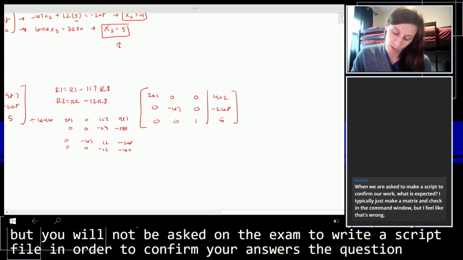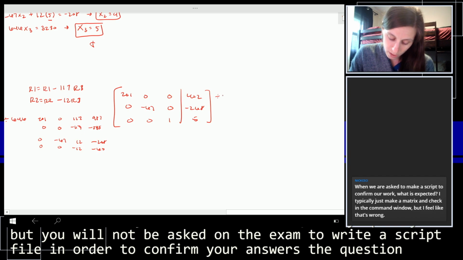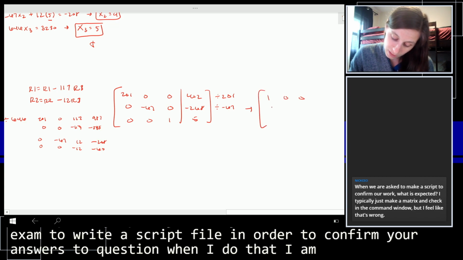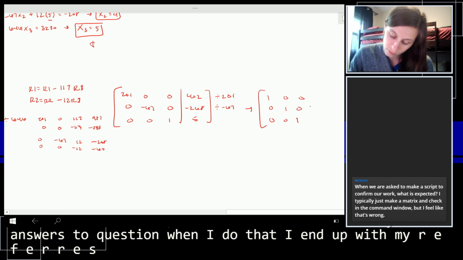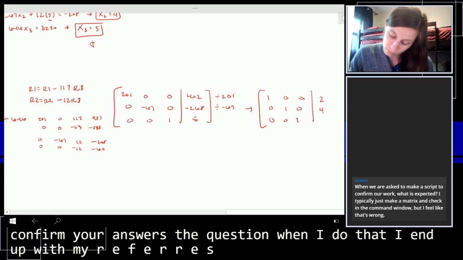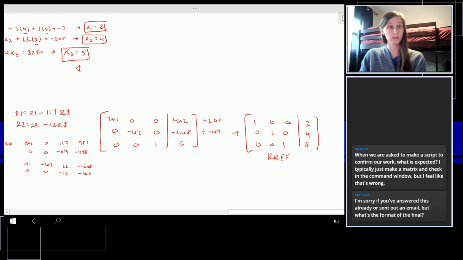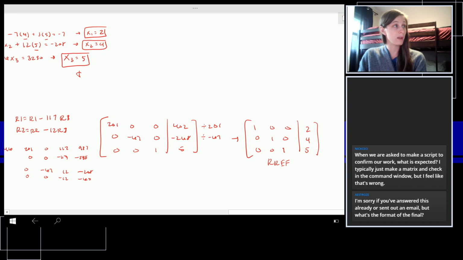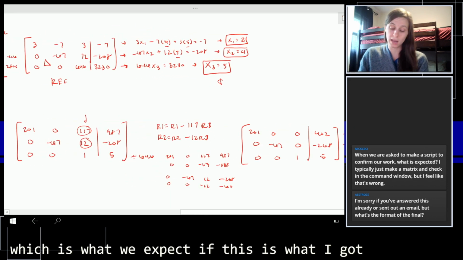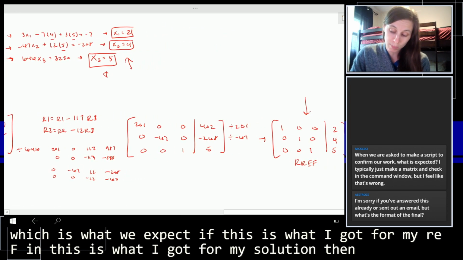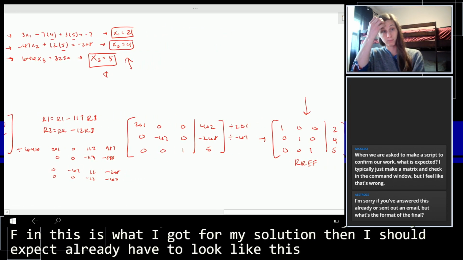Good question. Okay, my last step is to divide this one by 2, or 201, and divide this one by negative 67. When I do that, I end up with my RREF, which is what we expect. If this is what I got for my REF and this is what I got for my solution, then I should expect RREF to look like this.